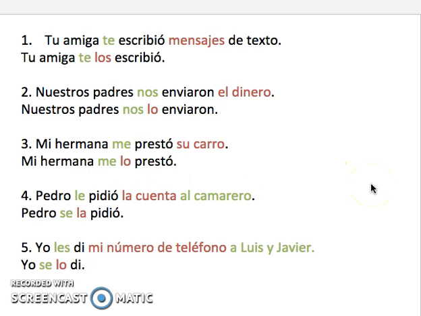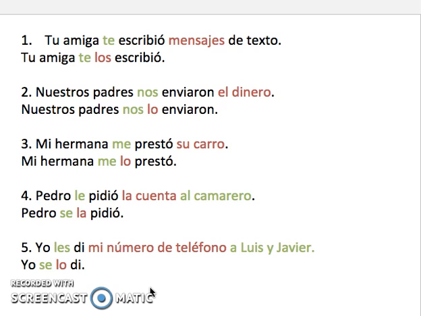4. Pedro le pidió la cuenta al camarero. So he asked the waiter for the check, right? So he asked what? The check. To whom? To the waiter. So Pedro se la pidió. Remember, we cannot have the combination of le and la, so le becomes se.